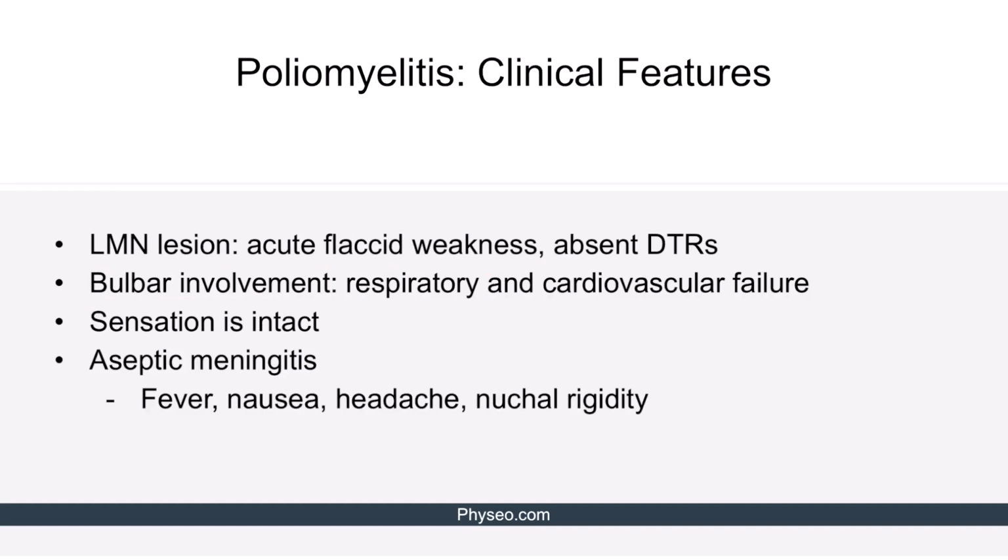As we mentioned, the infection affects the anterior horn cells in the spinal cord, therefore causing a lower motor neuron lesion. This is seen as acute flaccid weakness and diminished or absent deep tendon reflexes on physical examination. When the infection affects the lower motor neurons of the brainstem, respiratory and cardiovascular failure may result. Notably, the sensation is intact.